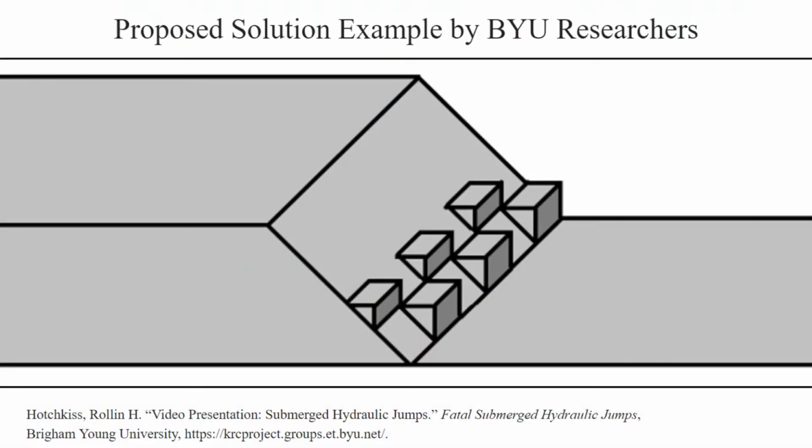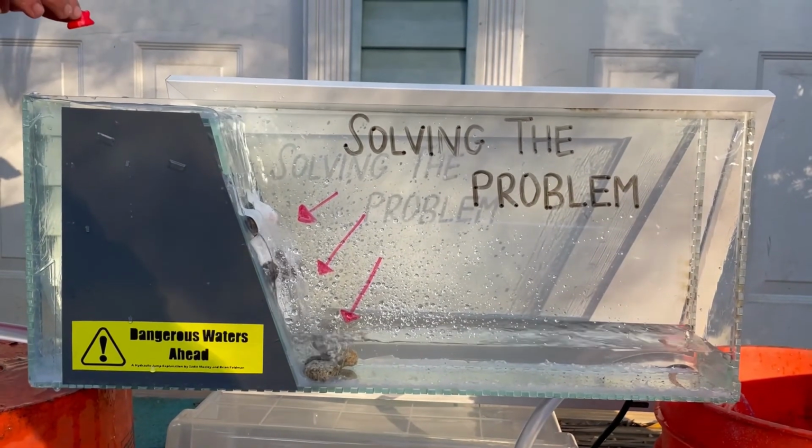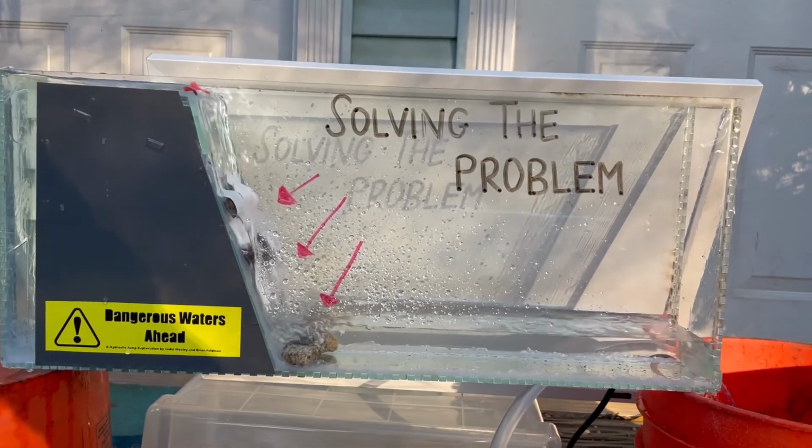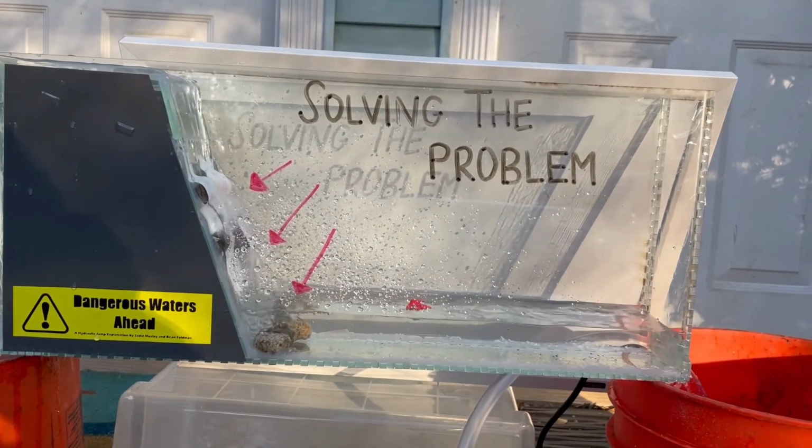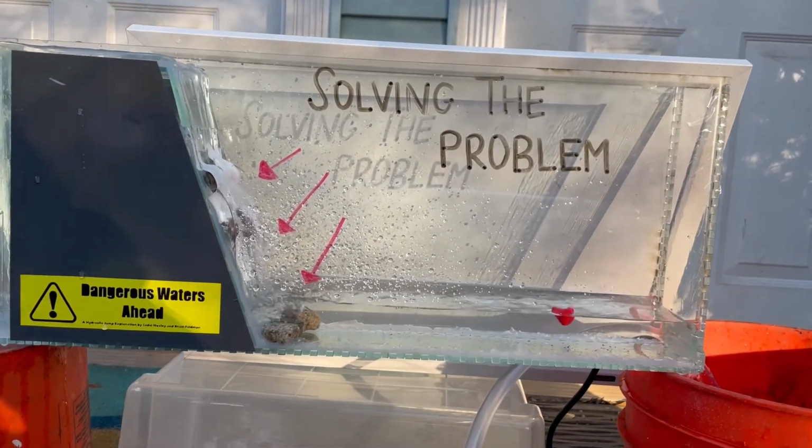Because these types of flow can be so dangerous, many solutions have been introduced, including this solution proposed by researchers at Brigham Young University. Introducing turbulence below the drop or on the slope of the drop can help. We tried this type of solution within our own tank and found that it was effective in eliminating the recirculating current, thus making the channel much safer for kayakers.